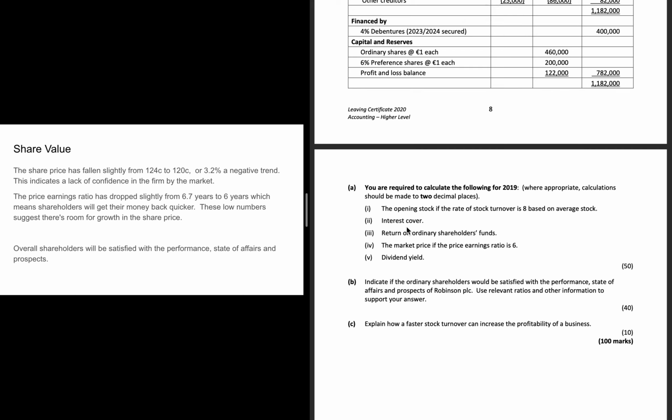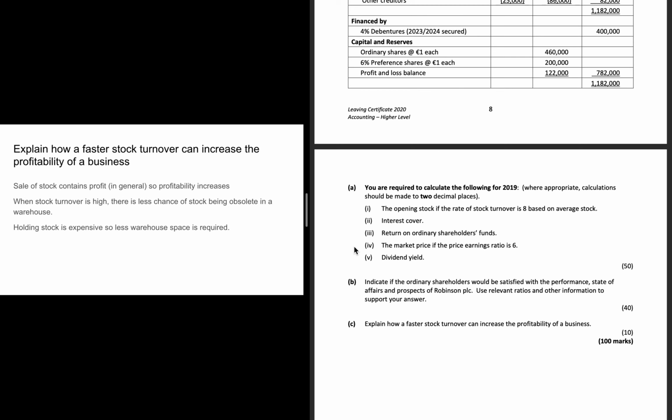Part C, faster stock turnover can increase the profitability of a business. So that's asking you, do you understand what stock turnover is? Stock turnover is the number of times your stock is sold in the current year. Now, if you think about that, well, how could selling more stock quicker be good for your profitability?